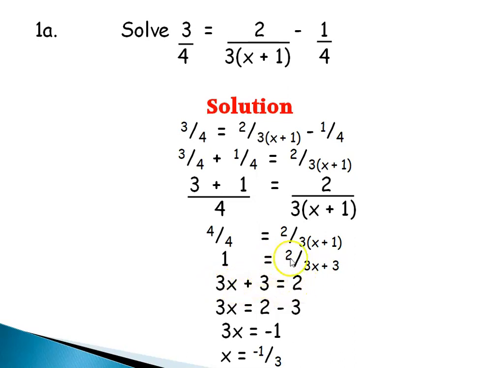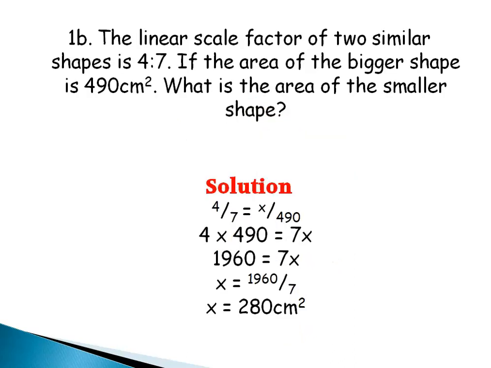I'm going to bring my 3 this side, it becomes minus 3. So 3x is equals to 2 minus 3. 3x is equals to minus 1. Divide both sides by 3. 3x divided by 3 is x, minus 1 divided by 3 is minus 1 over 3. Is that okay? Alright, question 1b says the linear scale factor of two similar shapes is 4:7.